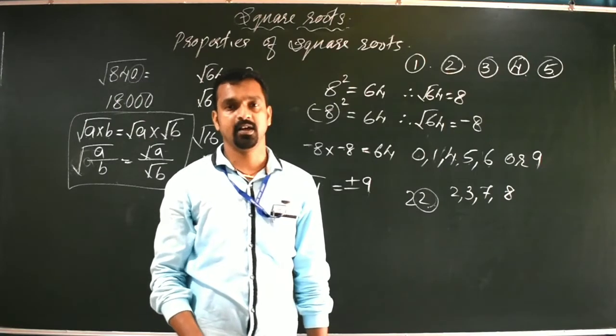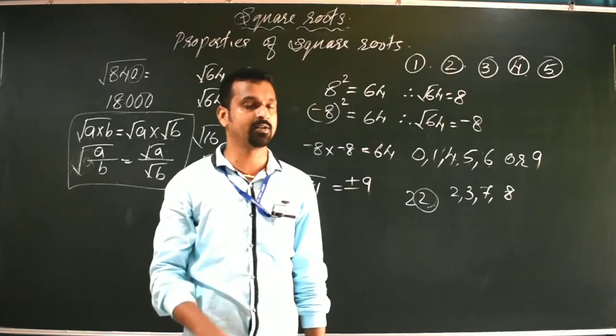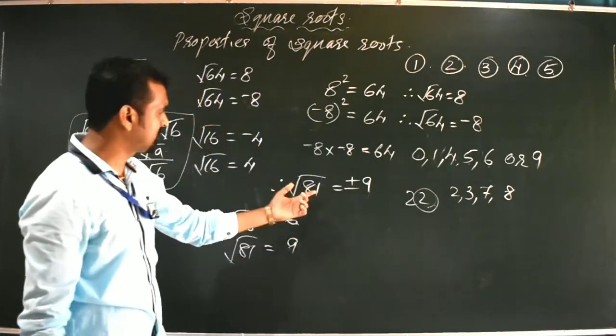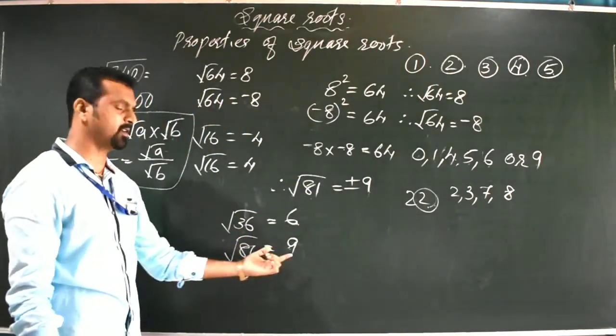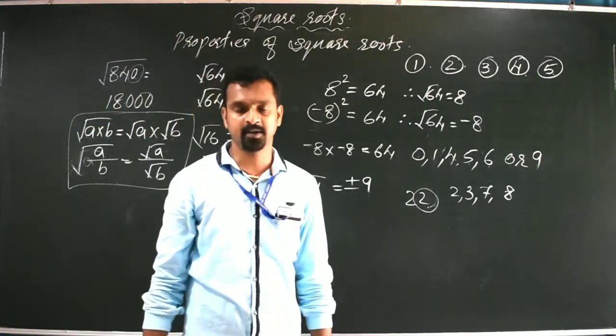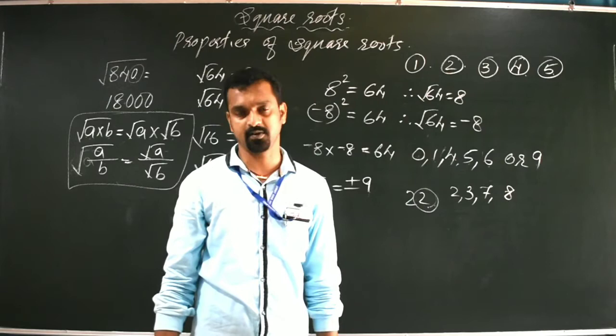Now we are going to study how to find out the square root of a number. How can we find out the square root of a number? These small numbers we know, square root of 36, 81 and all. If it is a large number, then how can we find out that? Different methods are there to find out the square root of a number.